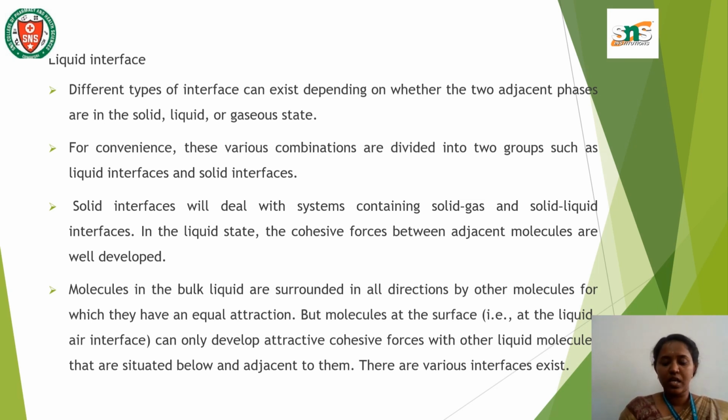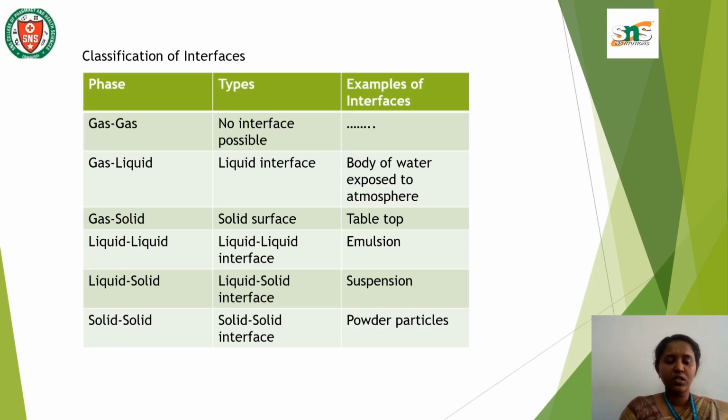Various interfaces exist. Classification of interface, phase and types and examples of interface. In gas-gas phases, no interface is possible. Gas and liquid, there is a liquid surface; an example is a body of water exposed to atmosphere. In gas-solid phase, there is a solid surface; an example is a tabletop. In liquid-liquid, an example is emulsion. In liquid-solid interface, an example is suspension. In solid-solid interface, powder particles are the example.